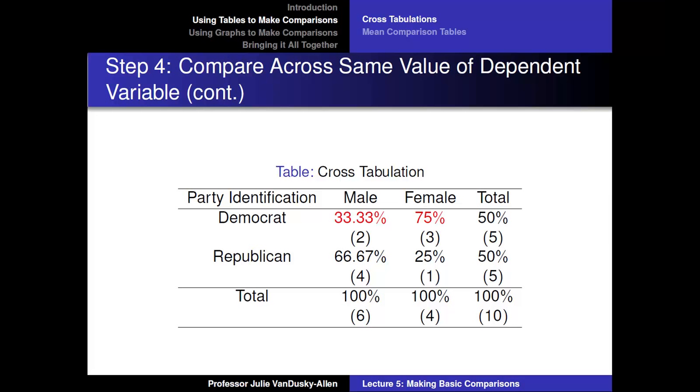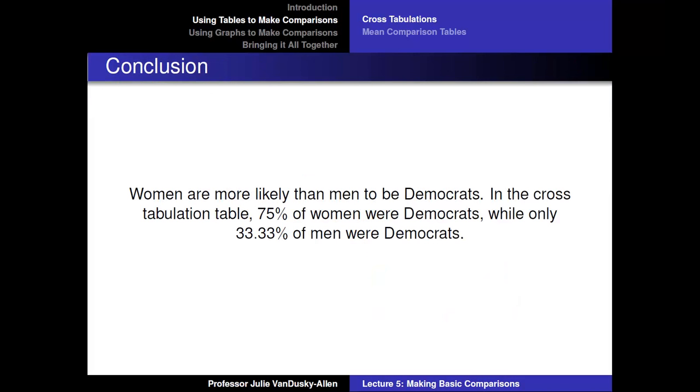75% of women supported Democrats, whereas only 33.33% of men supported Democrats. It does seem as though women are more likely than men to support Democrats. So we can conclude that women are more likely than men to be Democrats. In the cross-tabulation table, 75% of women were Democrats, while only 33.33% of men were Democrats.